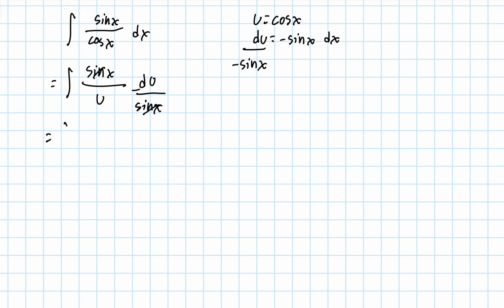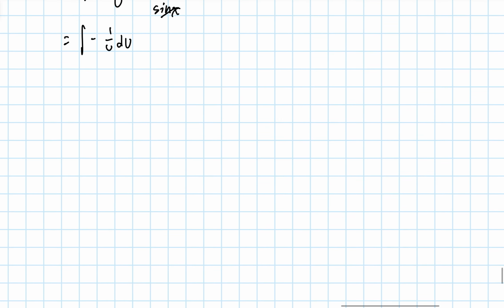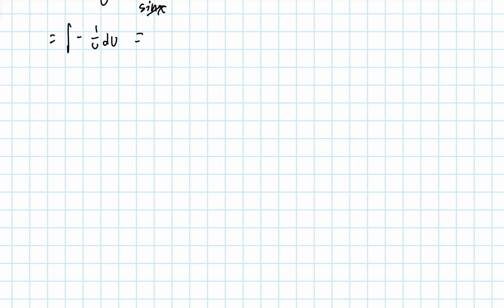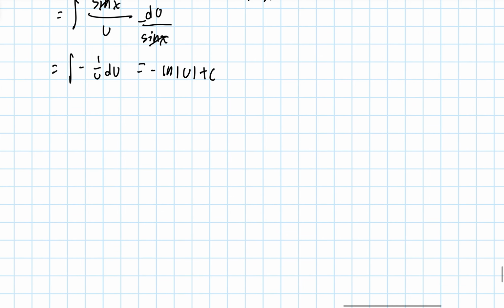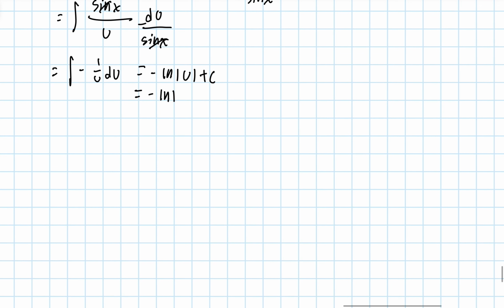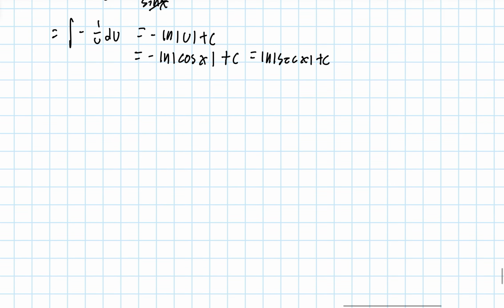and it leaves us with negative 1 over u du. And you can take the negative out or you can keep it in. It doesn't really matter. From there, we integrate. And then we have negative natural log absolute value of u plus c. Now, since we know u is cosine x, we just replace it back into the function. And that's our answer. Whereas you can take it one step further and simplify, because really it's natural log secant x plus c. But I'm not going to do all that because this is acceptable as well.